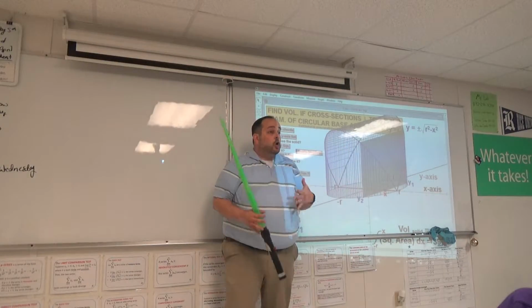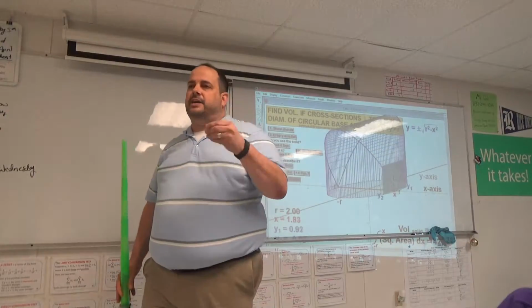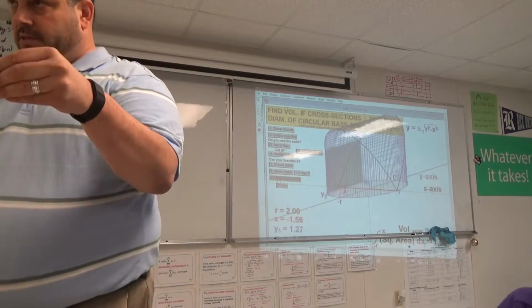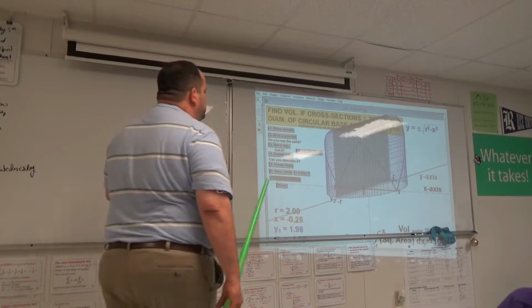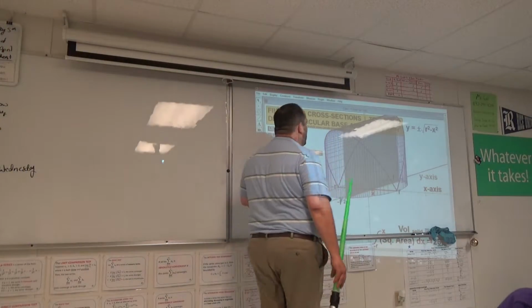All right. Our goal this week is to figure out how you actually find the volume of these things. It's not volume by spinning, so not volume of revolution. It's volume a slightly different way.